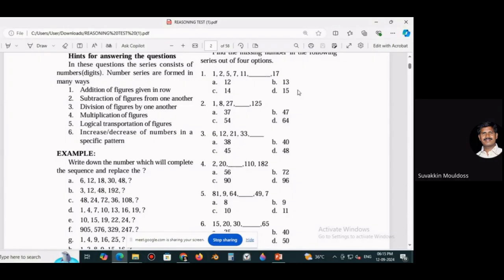Okay, here 6, then 9, 12, then what comes next? 15, sir. 15. 6 plus 6, 12. 12 plus 9. This is the reasoning. But here for that reasoning we have, okay.